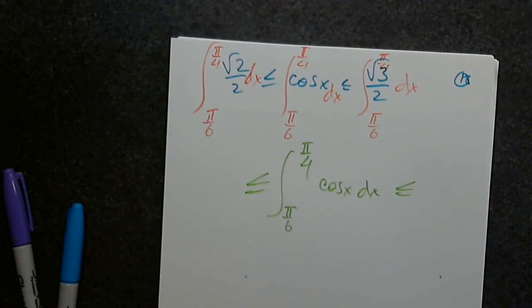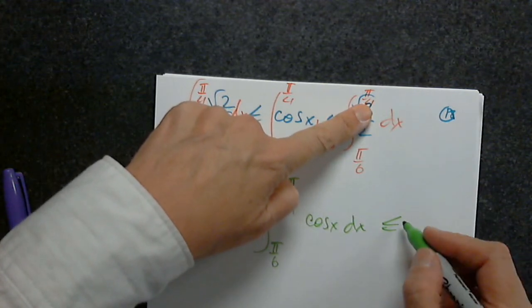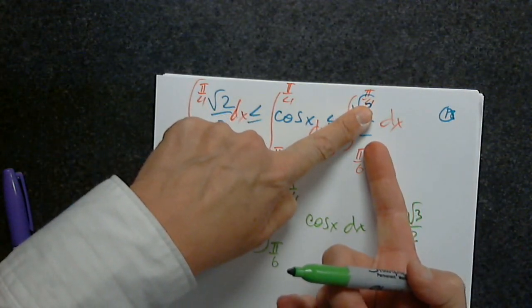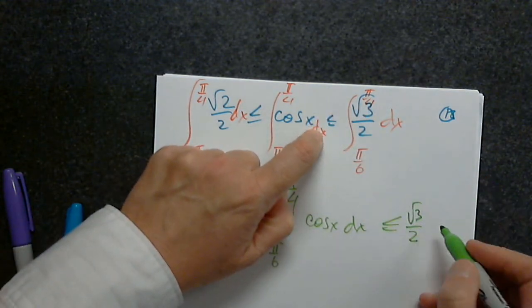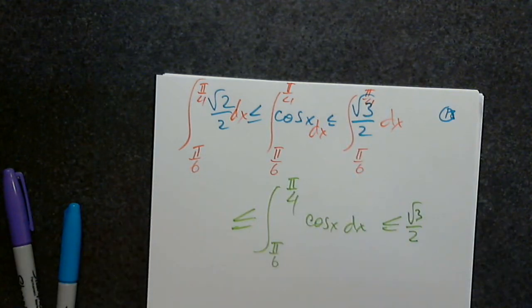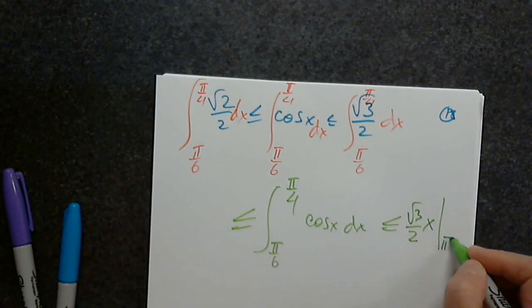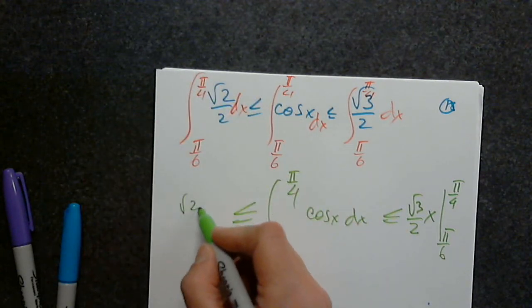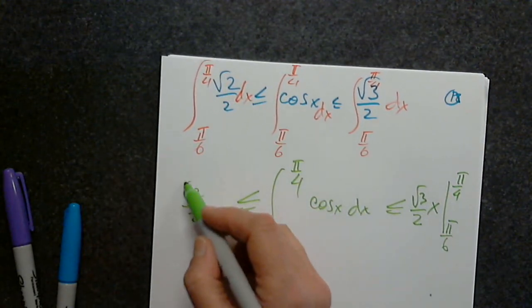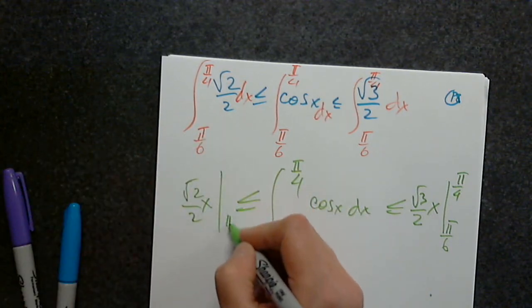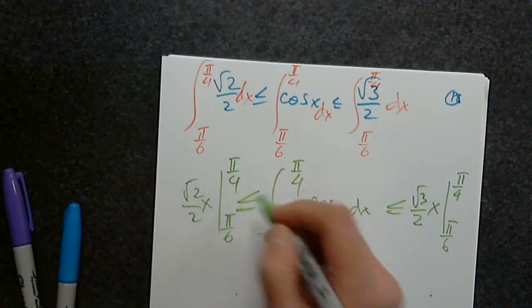But now, this is the square root of 3 over 2. Which function prime is 1? Because this is outside. Which function prime is 1? X, from pi over 6 to pi over 4. I take the square root of 2 over 2 outside. Which function prime is 1? From pi over 6 to pi over 4.